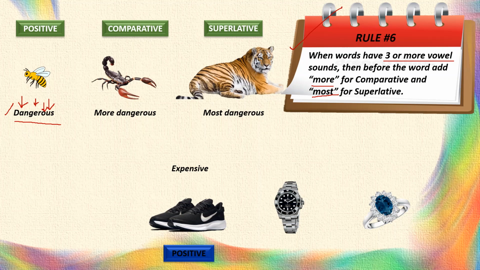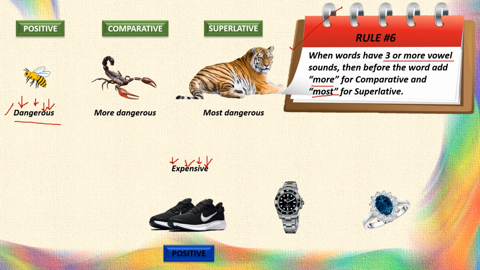we have another example. In the positive degree we have an adjective expensive. Now let us see if it has three or more vowels or not. So we have E, the first vowel. We have the second E here. We have an I here, and we have E again, right? So there are three or more vowel sounds that you can hear basically, right? So we will follow this rule number 6 over here.